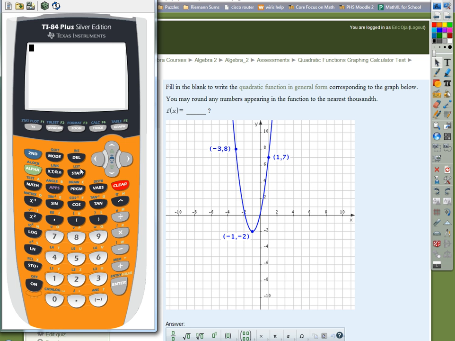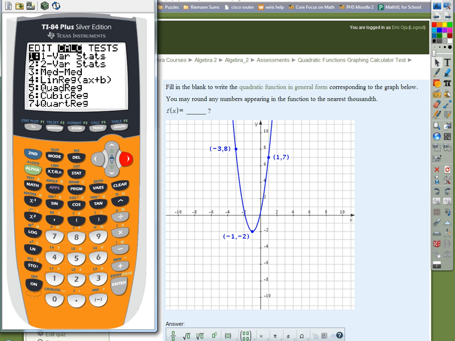So we go stat, to get to the stat screen, enter for edit, and then we just put in those numbers, right? To make this quicker, let's just pretend those are the right numbers. Remember the x is going in L1, the y is going in L2. Then all I have to do to get the equation of the parabola, the quadratic function in general form, is stat, calc, and then I want quadratic regression, so the fifth option.